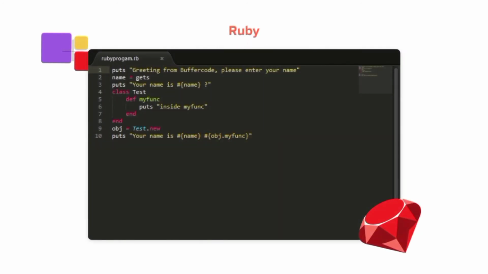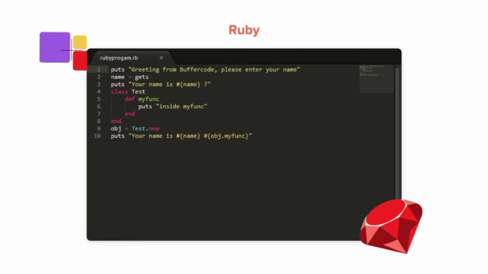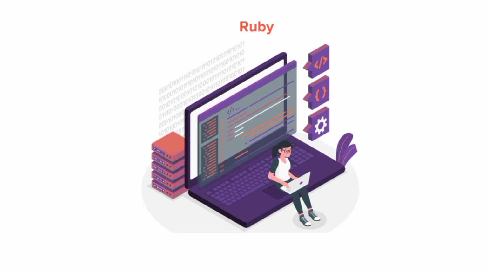Ruby is a dynamic, open-source programming language with a focus on simplicity and productivity. It's super easy to learn and makes coding as uncomplicated as possible. Ruby is most used for building web applications. The best part about this programming language is that most of the codes are self-explanatory.